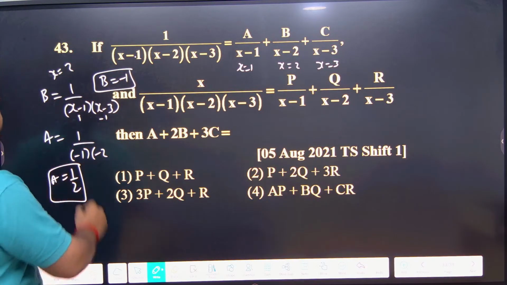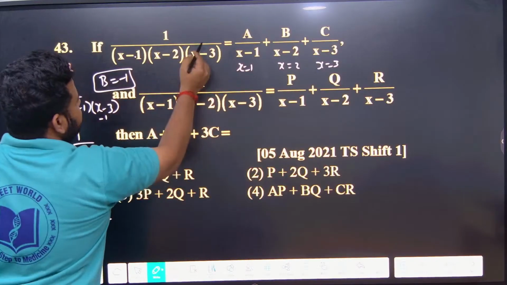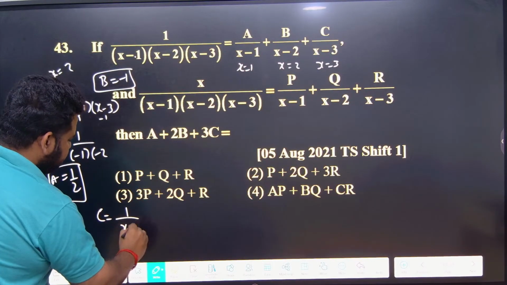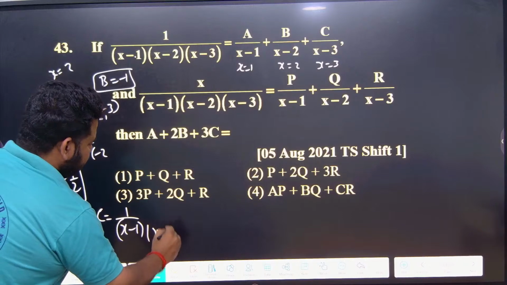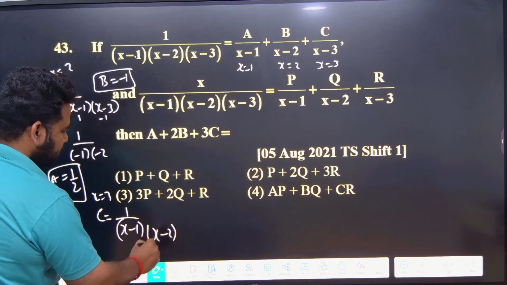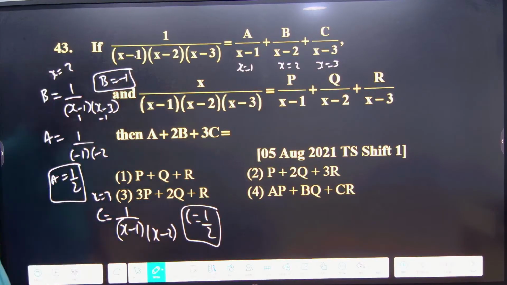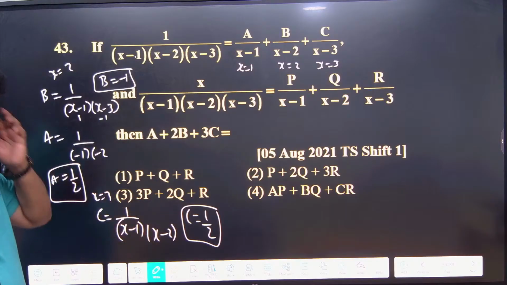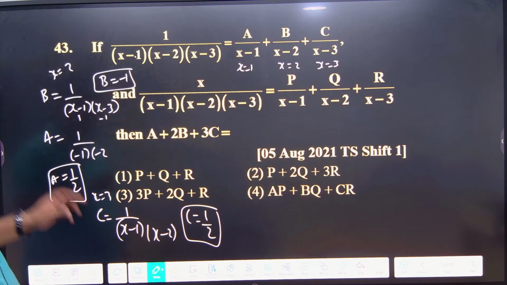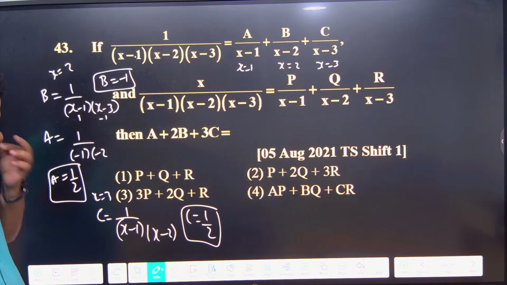Now if I want to find out C, what can I do? C is equal to, except this x minus 3, I have to take everything: 1 by x minus 1 into x minus 2. Put x value is equal to 3. This gives me 3 minus 1 is 2, 3 minus 2 is 1. So C will be equal to 1 by 2. I got the value of C as 1 by 2.